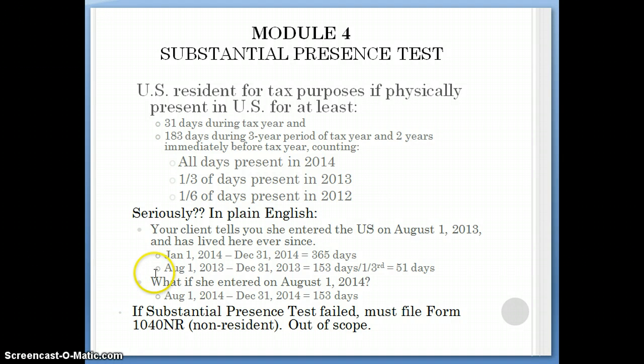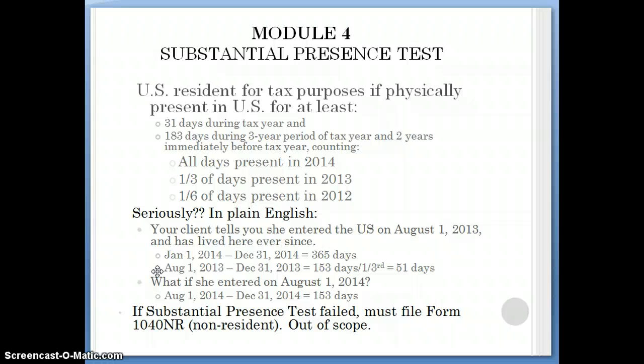In addition, counting the days from August 1st through December 31st of 2013, that's 153 days. 1/3 of that time is 51 days. So hands down, your client who comes in on August 1st of 2013 meets the substantial presence test and is a resident alien for tax purposes.